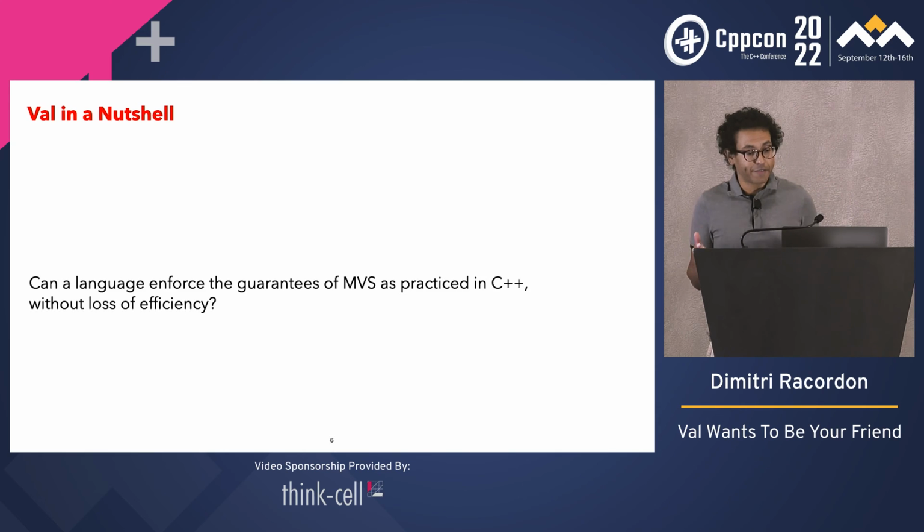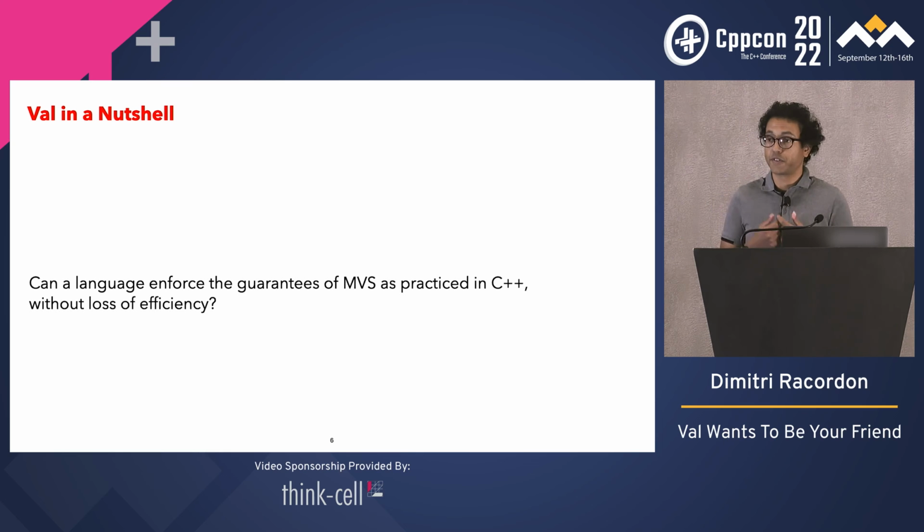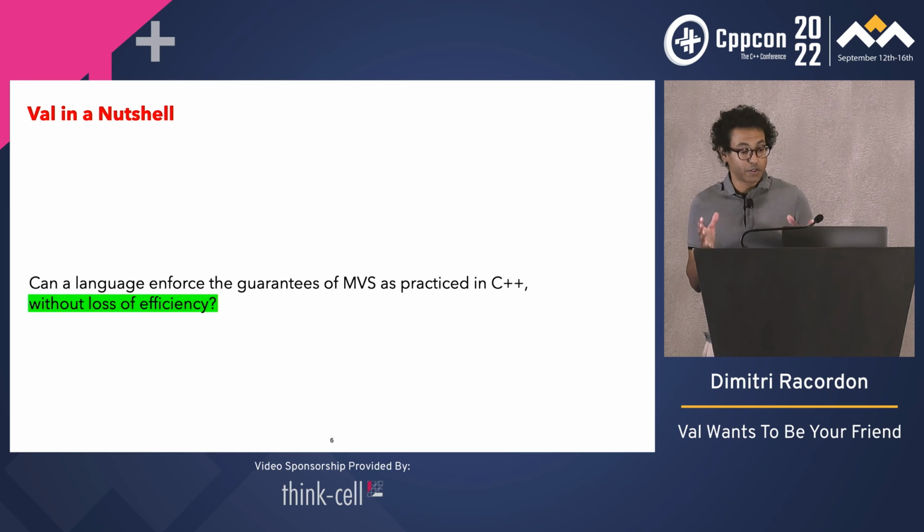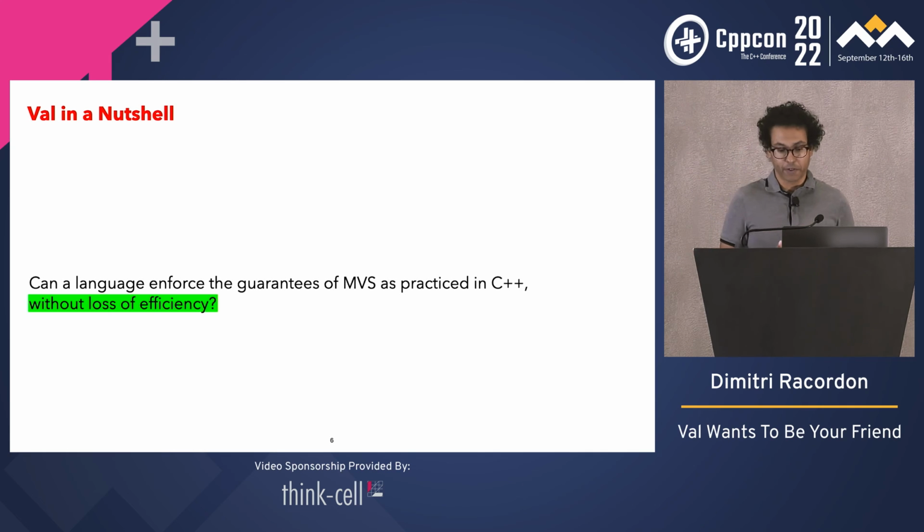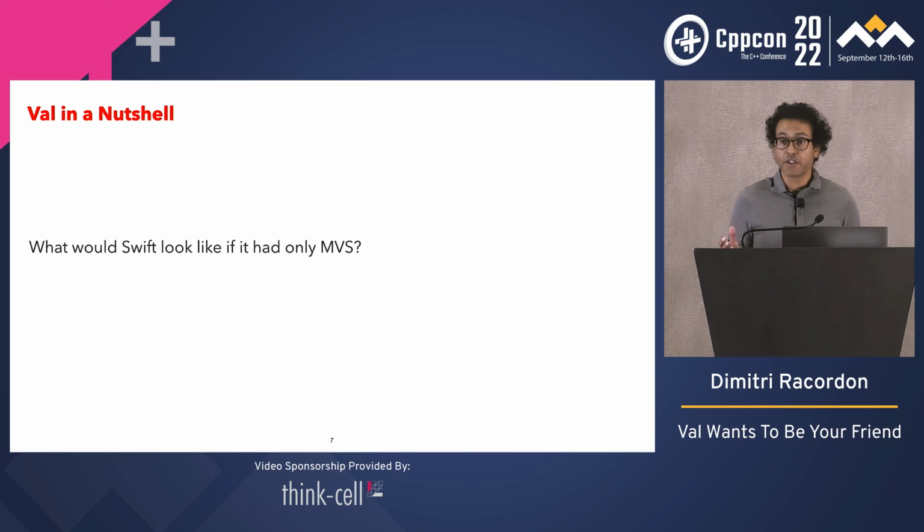So the basic idea behind Val is, can a language enforce the guarantees of MVS as practiced in C++ without loss of efficiency? And I'm emphasizing this goal because our research started with Swift. And Swift has a pretty good support for mutable value semantics, but it relies on copy on write to mitigate the cost of copying. And don't get me wrong, Swift is quite fast. It's a fast language. But copy on write does incur a runtime cost, and it's not always easy to avoid that cost. So the question quickly became, what would Swift look like if it had only mutable value semantics?